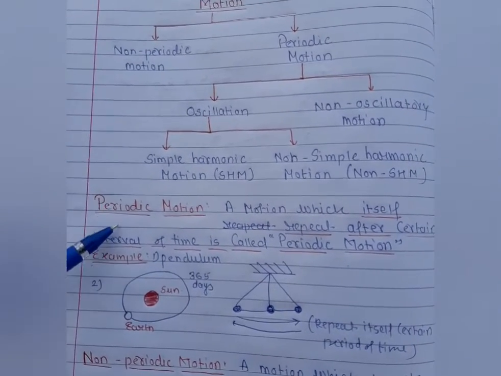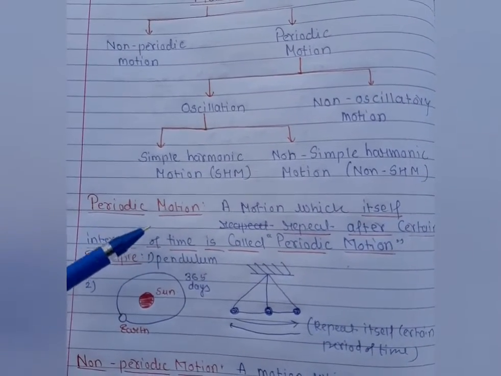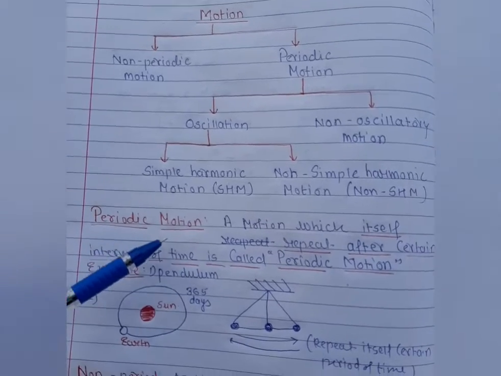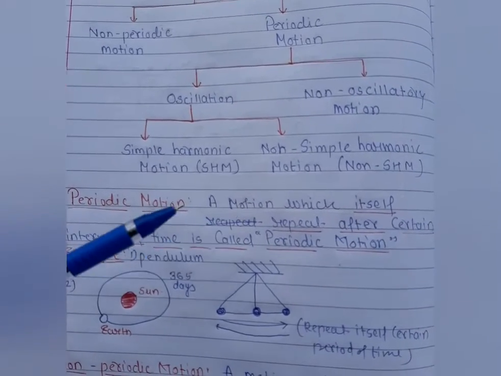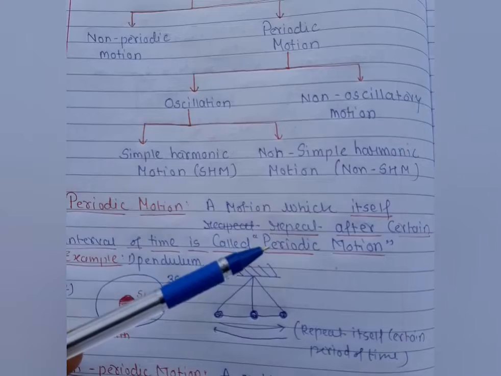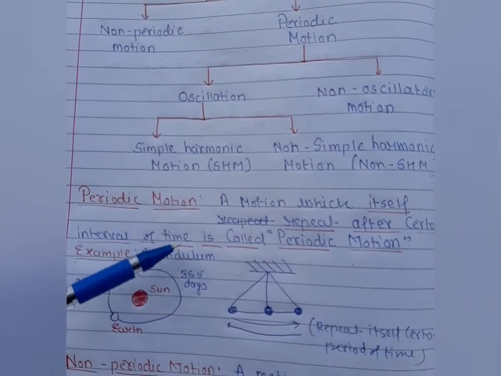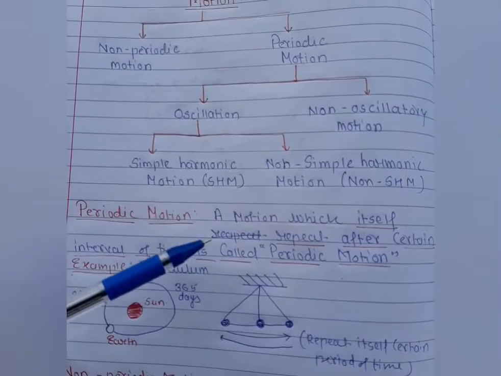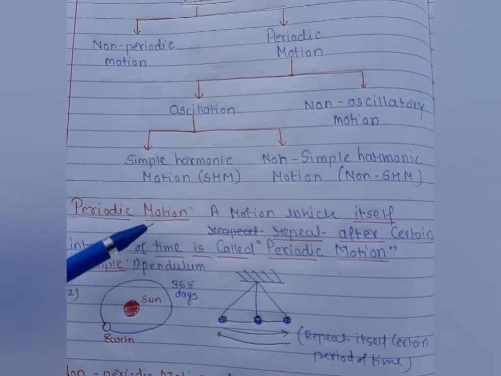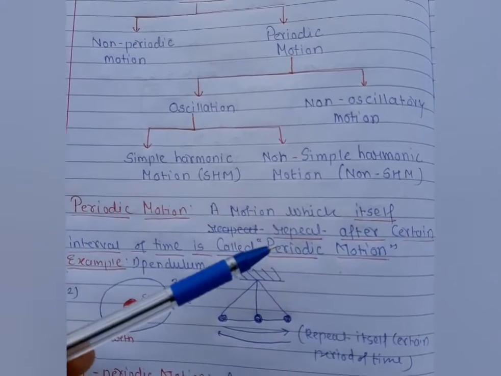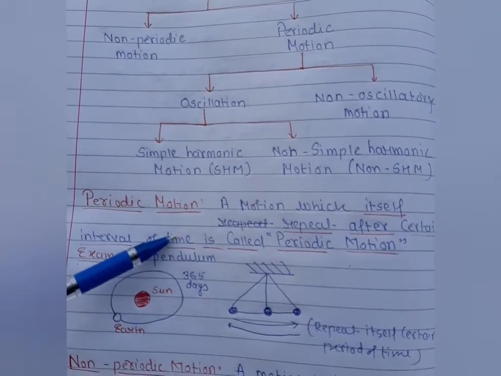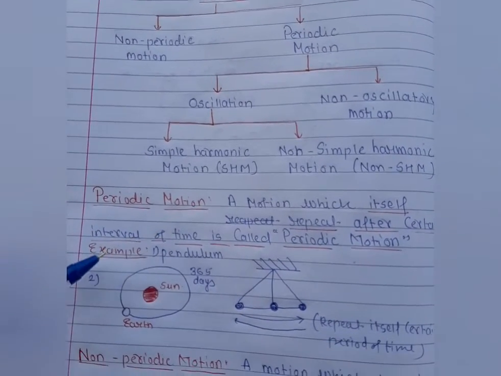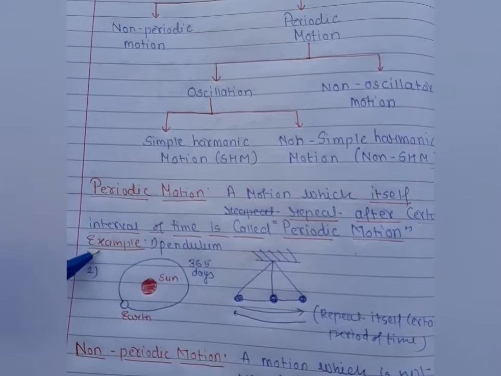So here we have periodic motion. Let us understand first what periodic motion is. Periodic motion: a motion which repeats itself after a certain interval of time is called periodic motion. It means in periodic motion we are dealing with motion which repeats itself at a certain interval of time. Let us understand this concept with the help of an example.